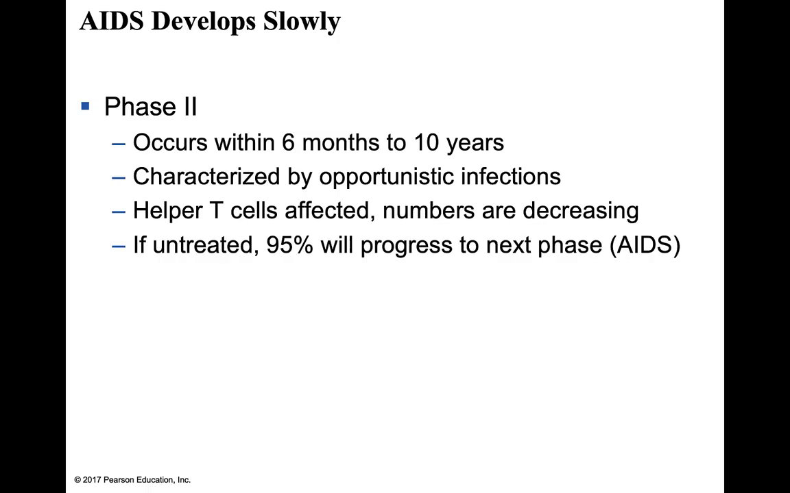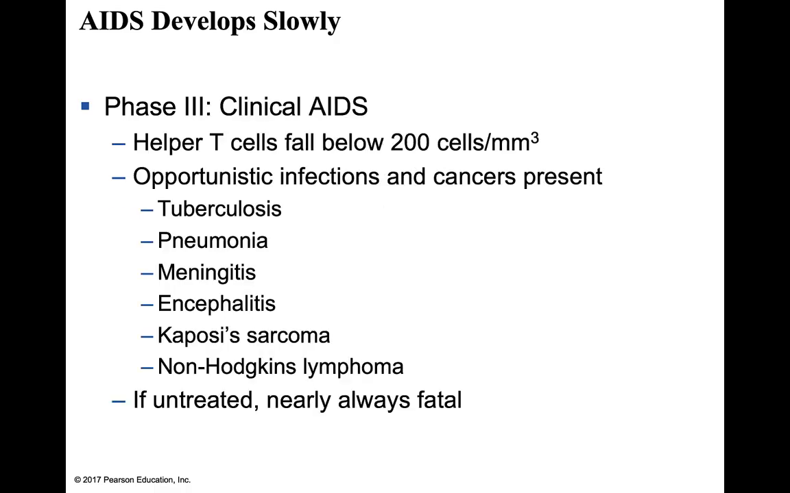Phase 2 occurs within 6 months to 10 years. It's characterized by opportunistic infections. We'll see some examples of those. Typically there's a very big impact on helper T cells. The numbers of T cells are dropping dramatically. If this is left untreated, 95% will progress to the next phase, and this is actually AIDS.